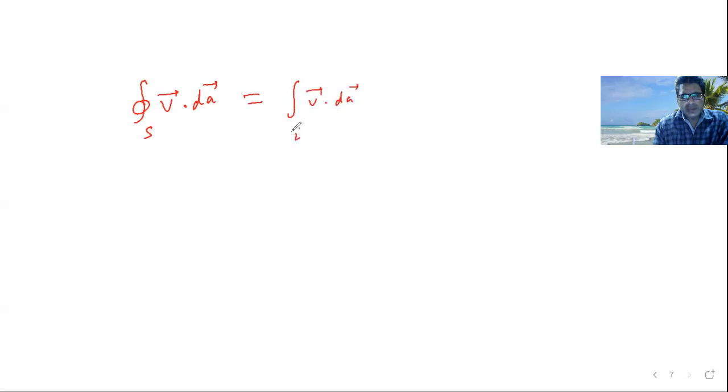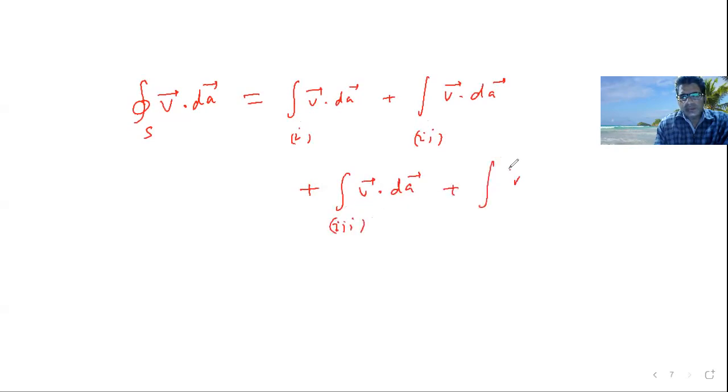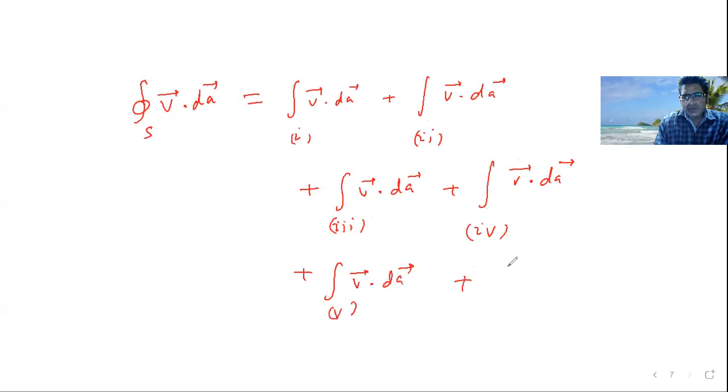That means face 1, plus integral V dot dA for the second face, plus integral V dot dA for the third face, plus integral V dot dA for the fourth face, plus integral V dot dA for the fifth face, plus the sixth face. So I will find it term wise, then add all 6 terms to get my right hand side. Follow me.